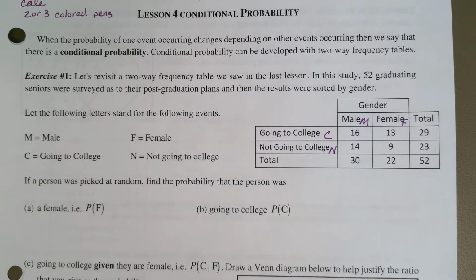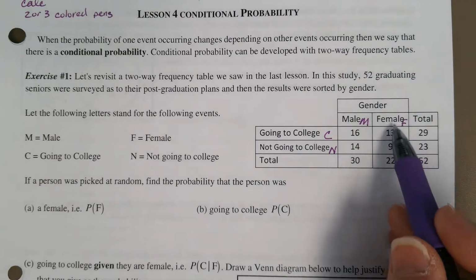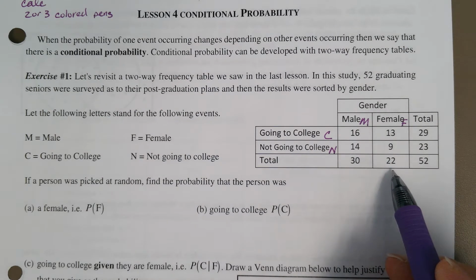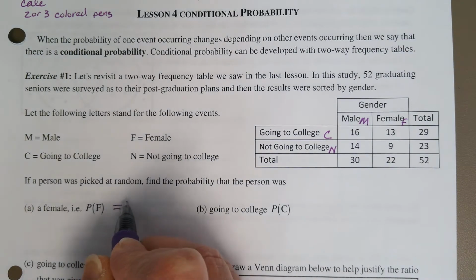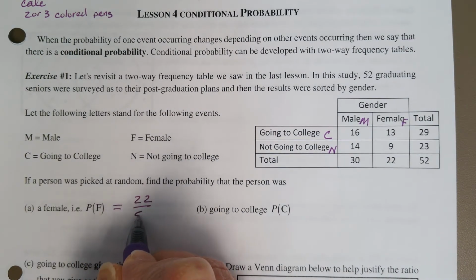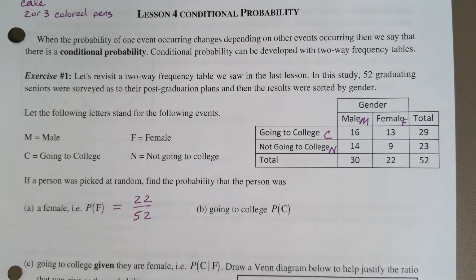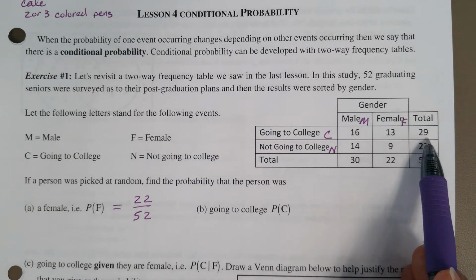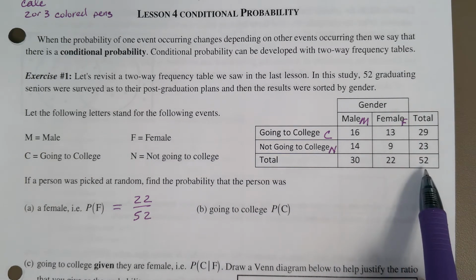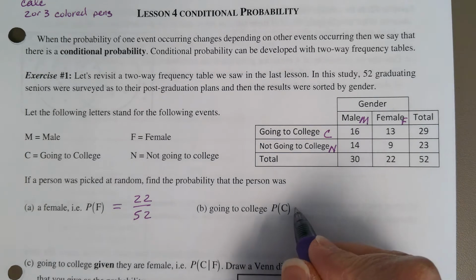So the probability of a female is here. There are 22 female out of the total 52. So the probability of female is 22 over 52. The probability of going to college, probability of college, 29 going to college out of the total 52 surveyed.